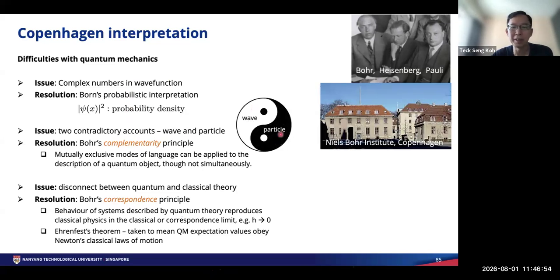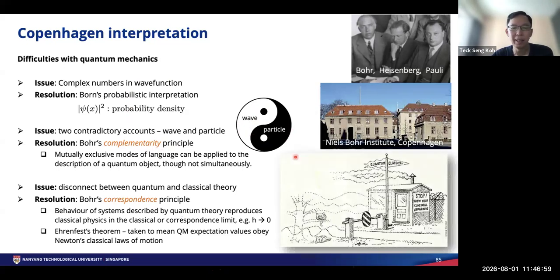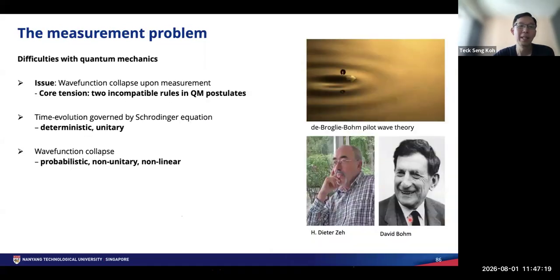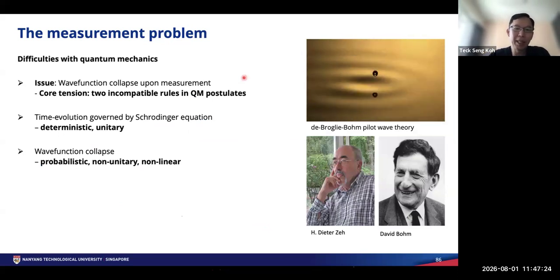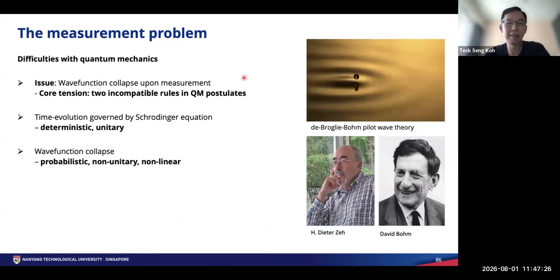Complementarity, you can think of this as yin and yang. And correspondence, again, is a very cute cartoon. There's a quantum world and there's a classical world. We don't really know in what limit, whether h goes to zero, Planck's constant, you cross from quantum to classical, the so-called quantum-classical transition. So the measurement problem remains a problem in quantum mechanics.